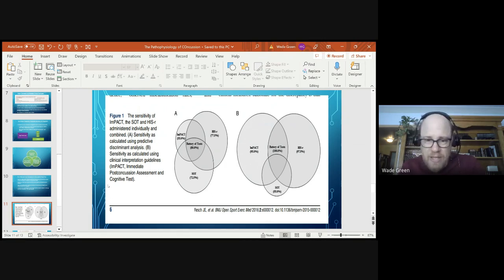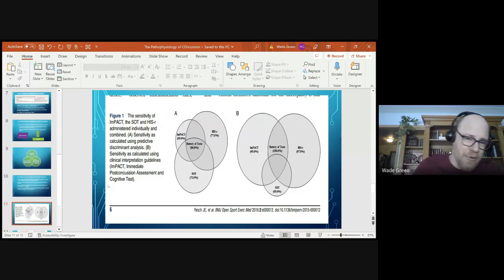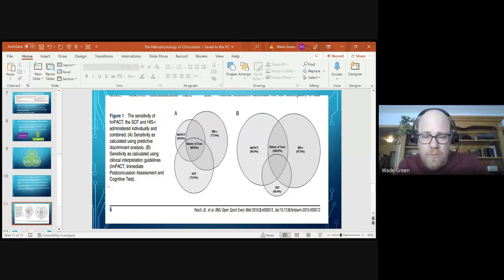You could make the argument, well, it's not much better if you use all three, and you might be right. But a battery of tests, using all three of these together, results in an 80% sensitivity, so the ability to correctly identify 80% of patients as concussed when truly concussed. And we can see also the specificity.